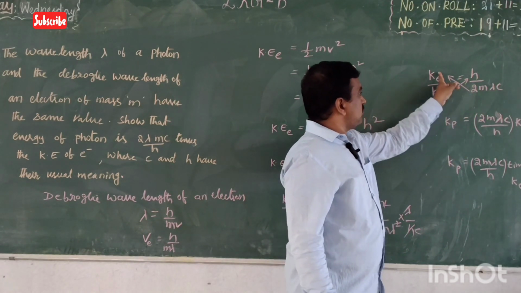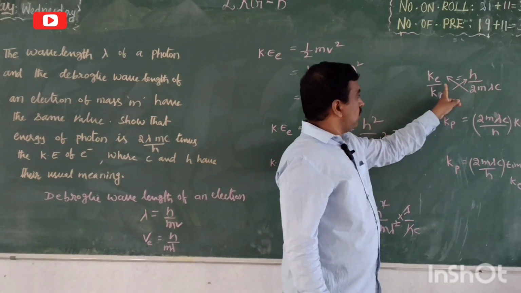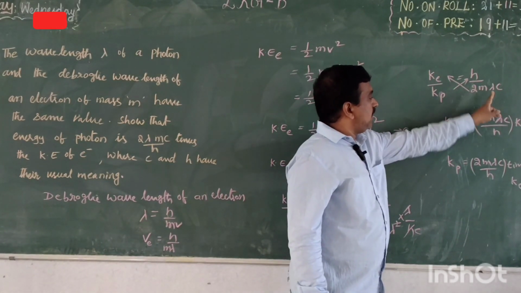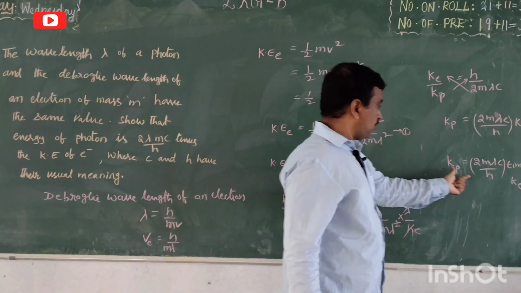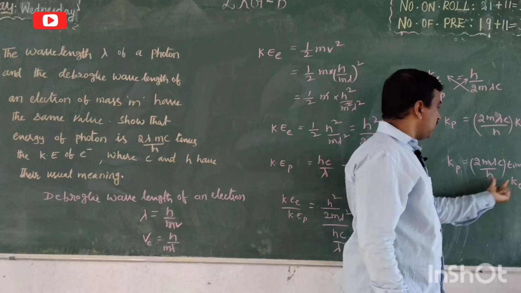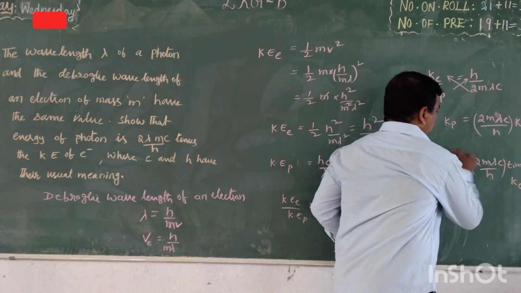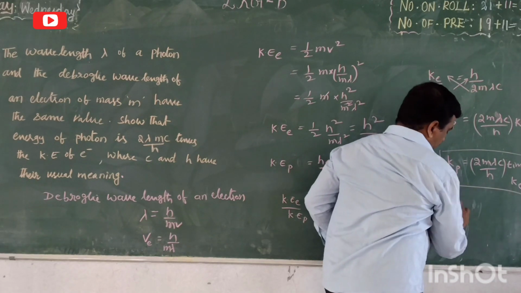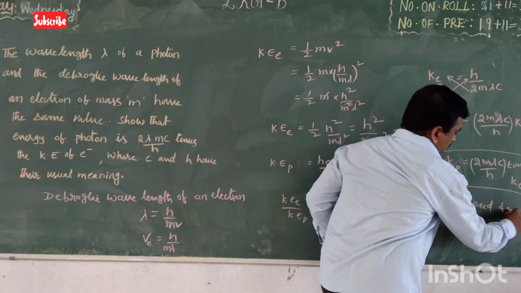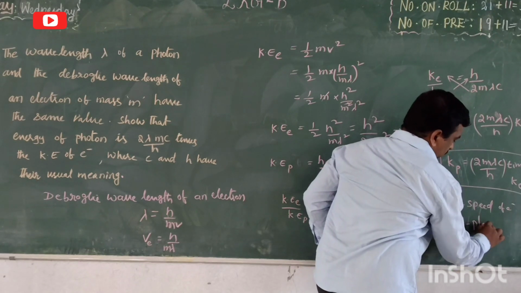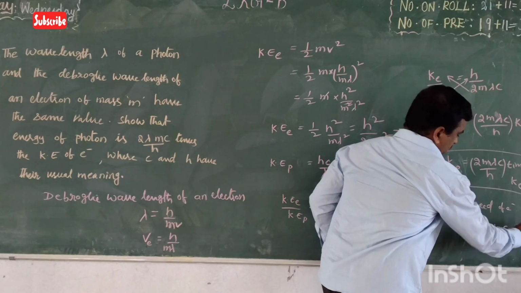It changes to this side and this changes to here. The energy of the photon equals 2m lambda c by h times the kinetic energy of the electron. This only we can show. Here c means the speed of light, and h means Planck's constant. Thank you.